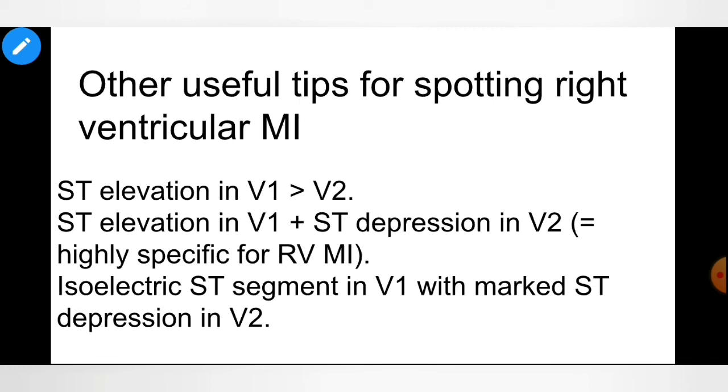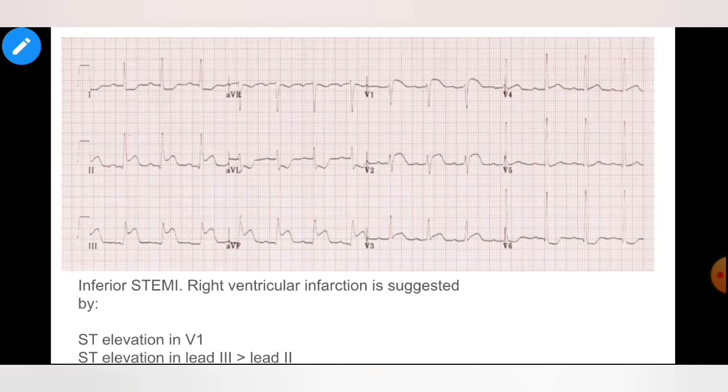In addition, there are some other things that can help you to detect RV infarct, and these are ST elevation in V1 greater than that in V2. Or if there is ST elevation in V1 with ST depression in V2, this is highly specific for RV infarct. In addition, an isoelectric ST segment in V1 with marked ST depression in V2 also points toward possible RV infarct.